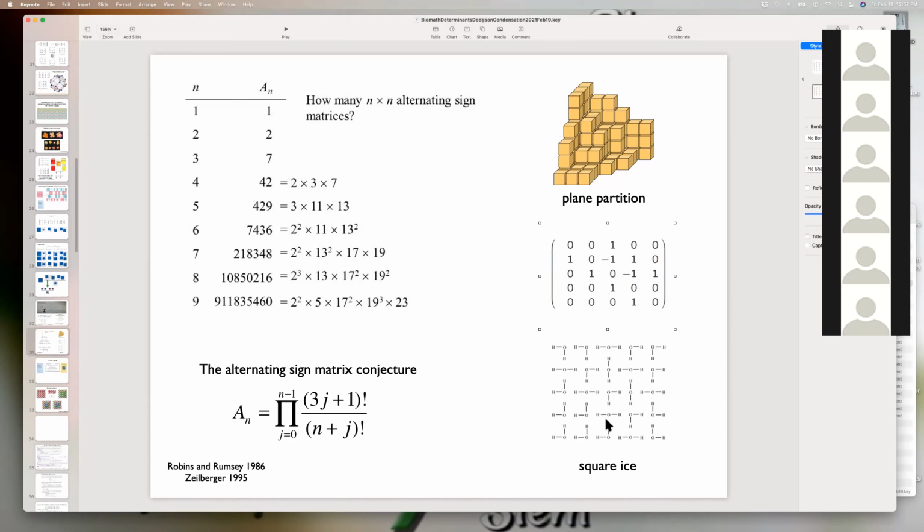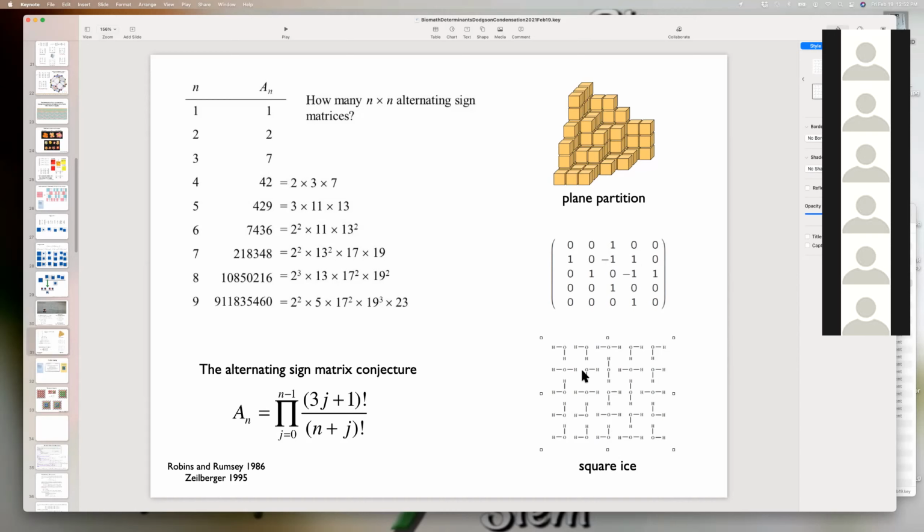Alternating sign matrices. And then there was also a connection to something called square ice. If you're familiar with the Ising model, a 2-dimensional model of magnetism, this is a 2-dimensional statistical mechanical model of ice. And every alternating sign matrix will correspond to one of the configurations in this statistical mechanical model of ice.